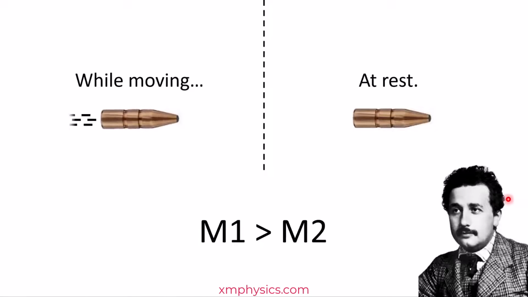It seems like the mass of an object should increase as the object gains KE. For example, comparing a moving bullet and a bullet at rest, because the moving bullet has more KE, its mass should be larger than when it's at rest. Oh, really? So how much heavier would it be?